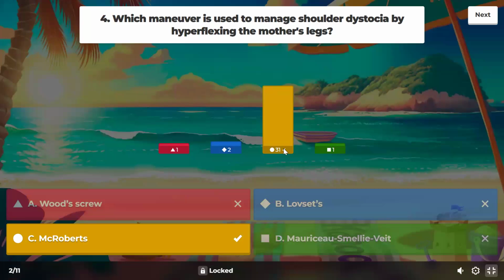31 people said Macrobus, that's correct. One person said wood screw, two people said love sets, and one said Morris Velvet. But the answer is Macrobus, the flexing of the legs.